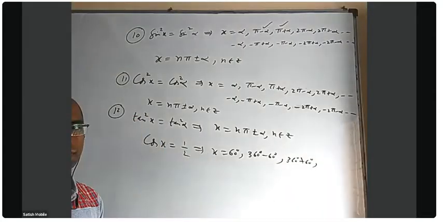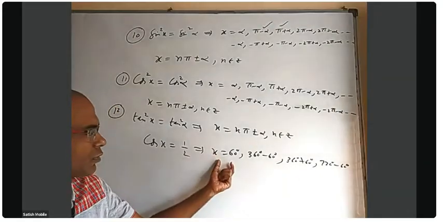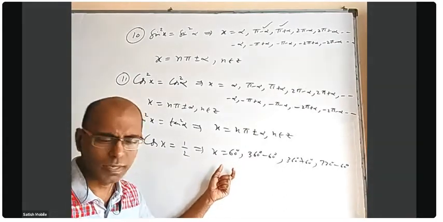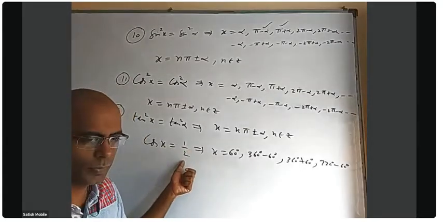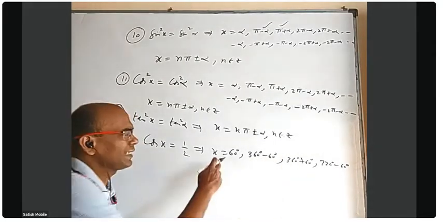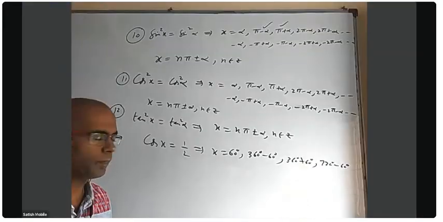Next fourth quadrant: 720 minus 60. So we understand cos x is positive only in two quadrants, first and fourth. After getting the first quadrant, we don't get any solution in the second. 180 minus 60 will not come, 180 plus 60 will not come, but that is for minus 1 by 2. I can take minus of all of them also, right? So cos minus theta is the same as cos theta.